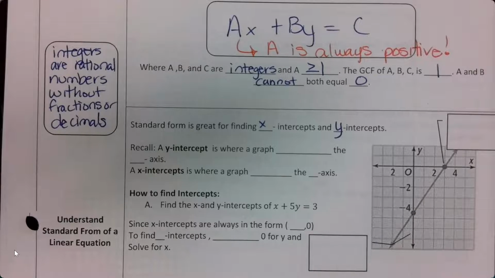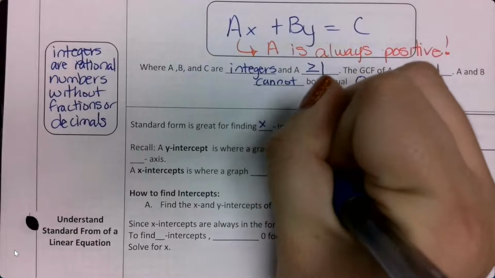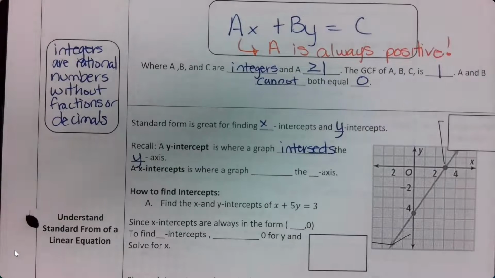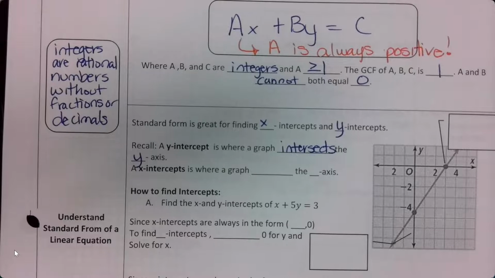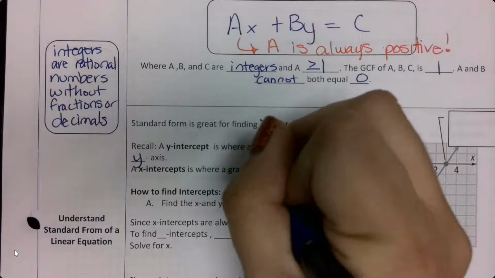So, a y-intercept is where a graph intersects the y-axis. Okay, and an x-intercept is where a graph intersects the x-axis.